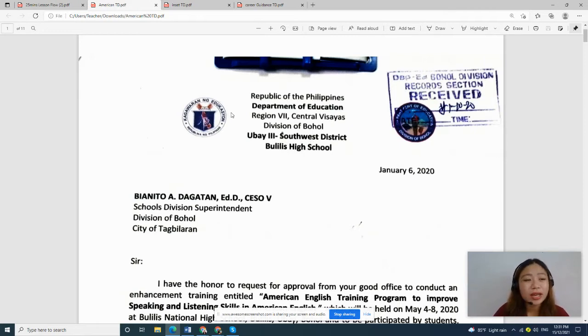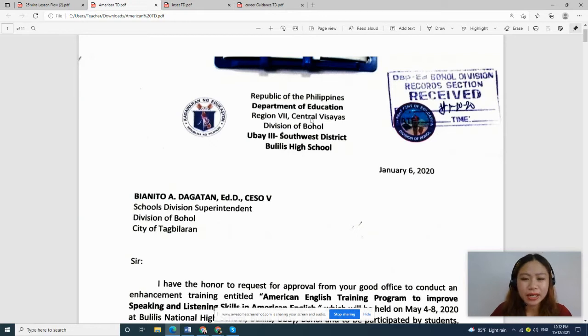So they want us to use only two logos. It will be the Department of Education logo, which is located on the left side, and the division logo will be on the right side. That's the only logo that you're going to include in your papers. And most of the papers that you're going to submit to the division office must have these two logos only.